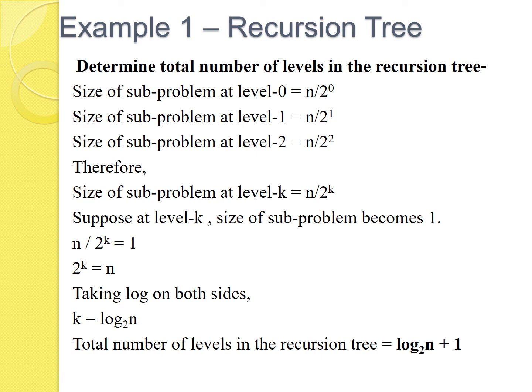Since the base case equals 1, the size of the subproblem is reduced to 1 at the leaf node. Hence, n divided by 2 power k equals 1, which could be simplified as k equals log 2 of n. Hence, the total number of levels in the recursion tree equals log 2 of n plus 1.